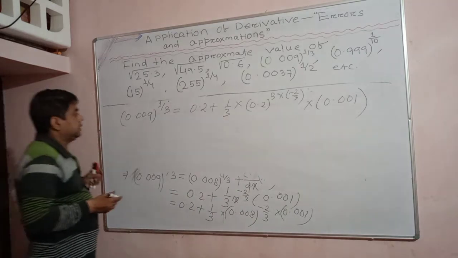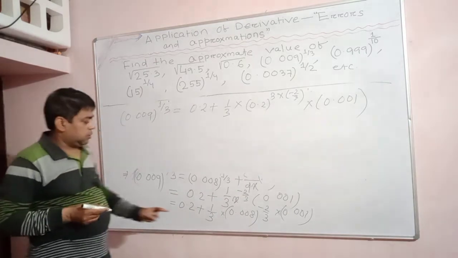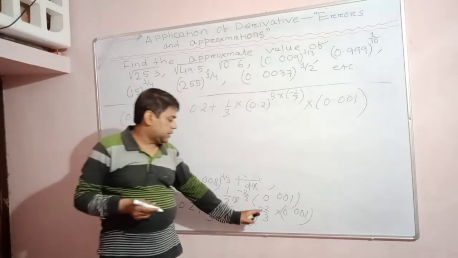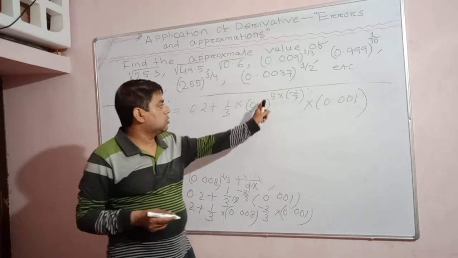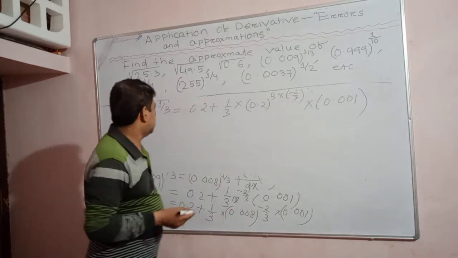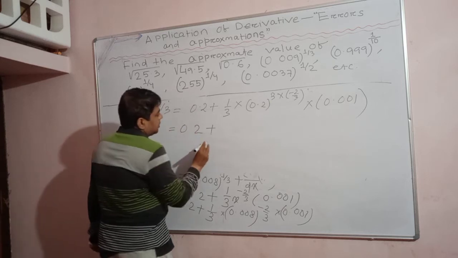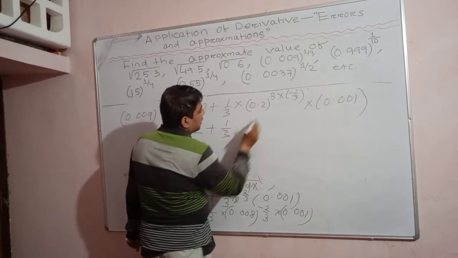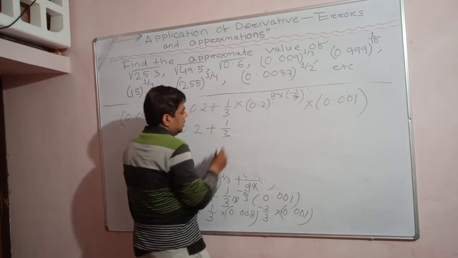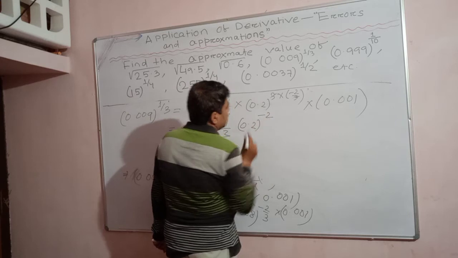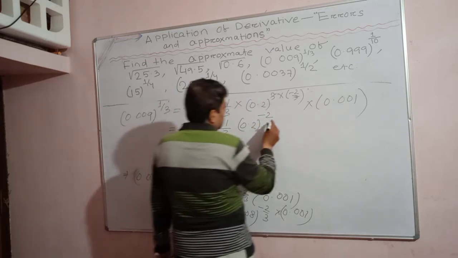0.001. Okay, understand? Once again, 0.008 can be written as 0.2 whole cube, and because the power is minus 2 by 3, can you multiply power to power? According to the laws of exponent, that is equal to 0.2 to the power 3 into minus 2 by 3, and the 3 will be cancelled. It will be 0.2 whole to the power minus 2.